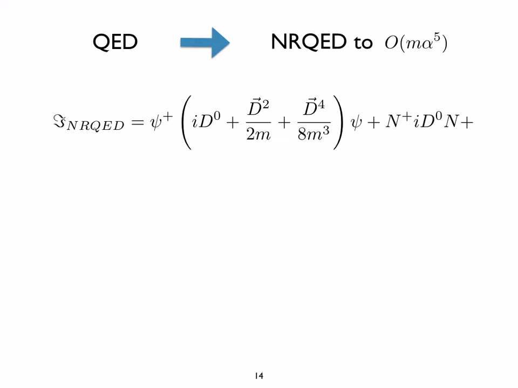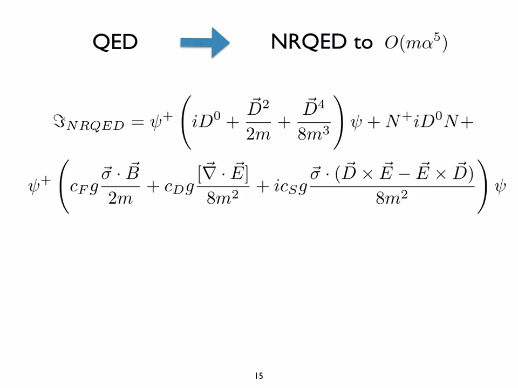Then we expand the electron kinetic terms in powers of 1 over c and keep only the terms necessary up to order alpha to the 5th. The interesting point about this expansion is that the Wilson coefficient equals 1 at all orders, because QED is a renormalizable theory.